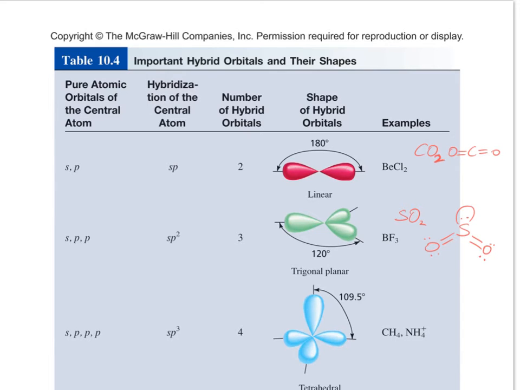Alright, once you understand this, you can apply it to all other scenarios. For example, for methane and the ammonium cation, in these 2 cases we have 4 single bonds and no lone pairs, and the arrangement of these 4 bonds is tetrahedral. This leads to the hybridization state of the central atom, carbon or nitrogen here, being sp3. That means we have 4 hybrid orbitals.